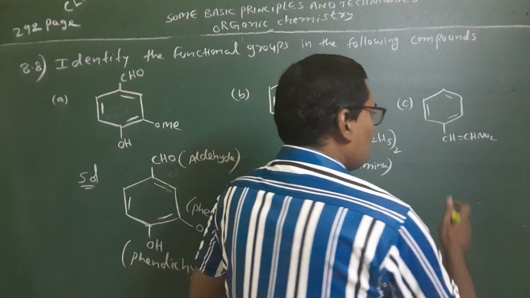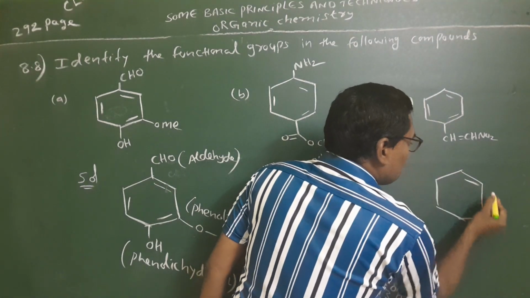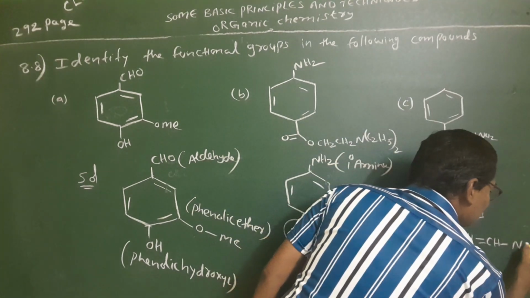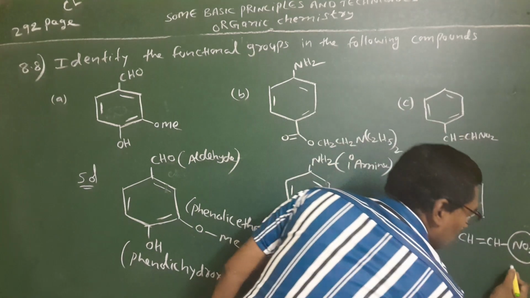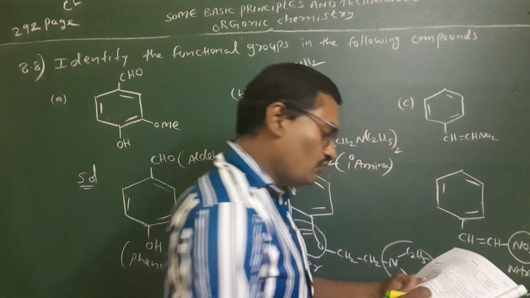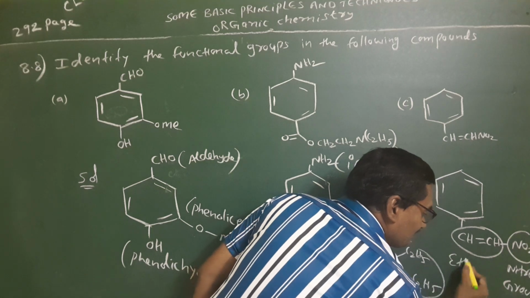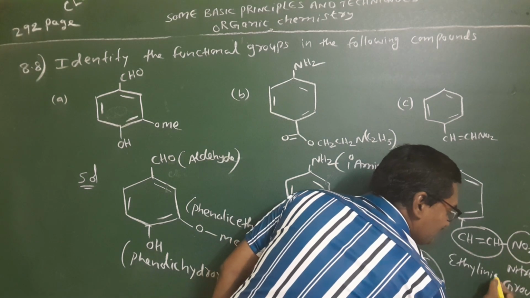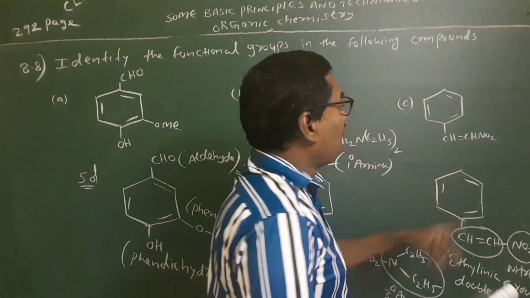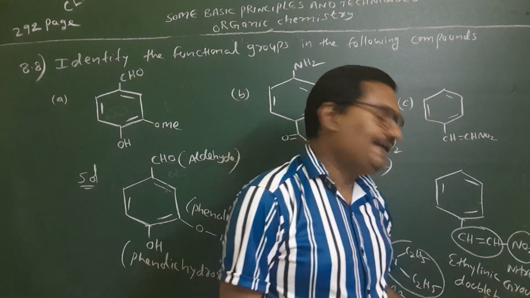Next, last one. This compound, third one, contains benzene ring double bond CH double bond CH NO2. So NO2 is the nitro group. It is the ethylenic double bond. So this compound contains nitro group and ethylenic double bond.